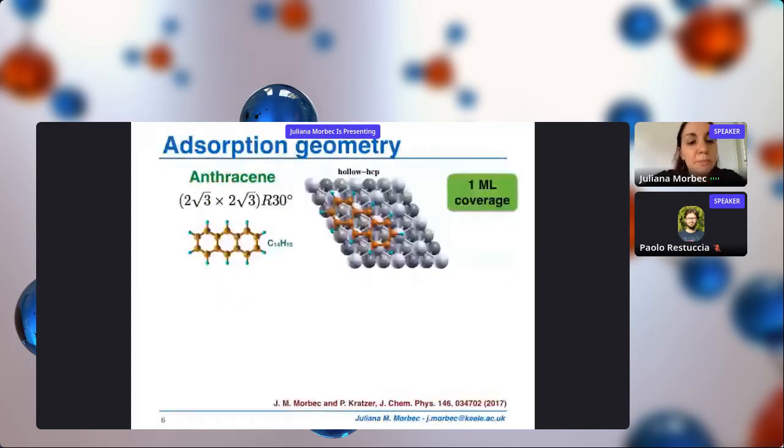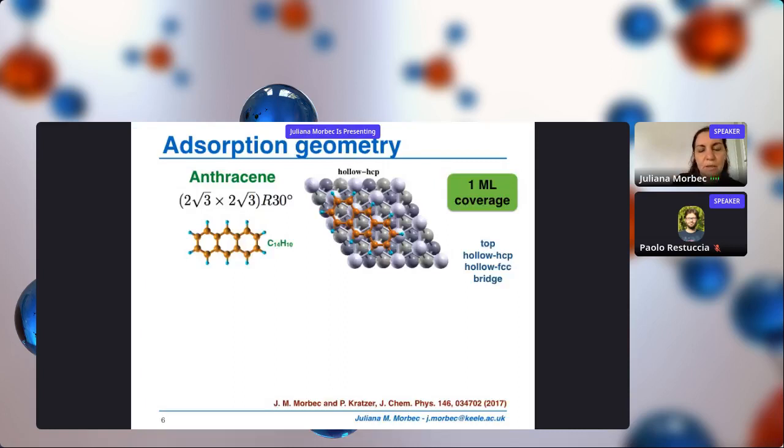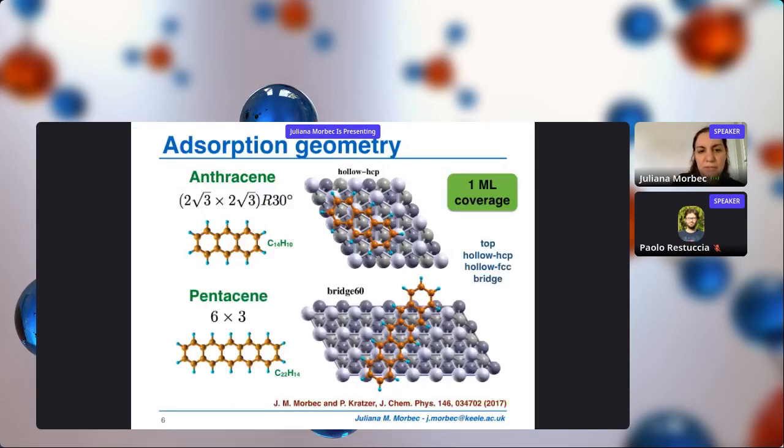So, as I said, we investigate anthracene and pentacene molecules on metal surface. Here I'm going to talk about silver surface. For the anthracene molecule, this is a very small molecule, with just 3 benzene rings, so you use a small cell here, and you consider that we have one monolayer coverage by the distance of the molecules in this kind of systems.